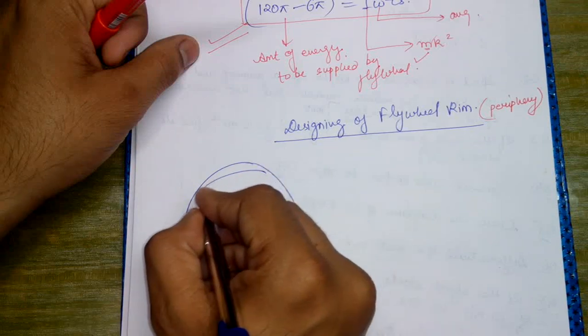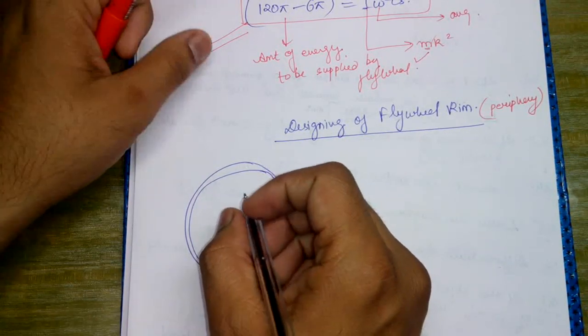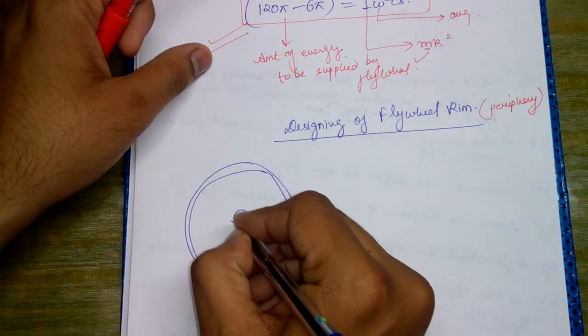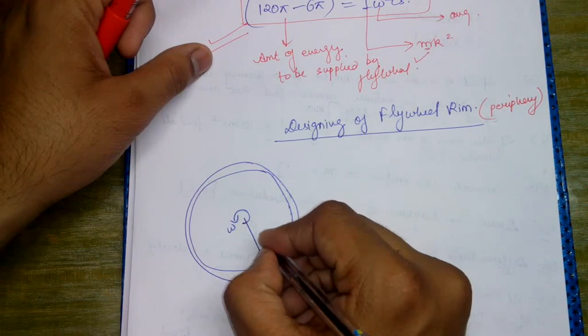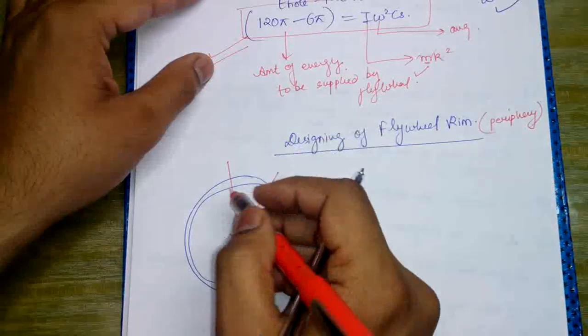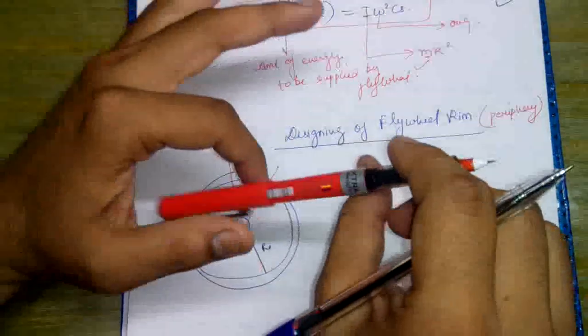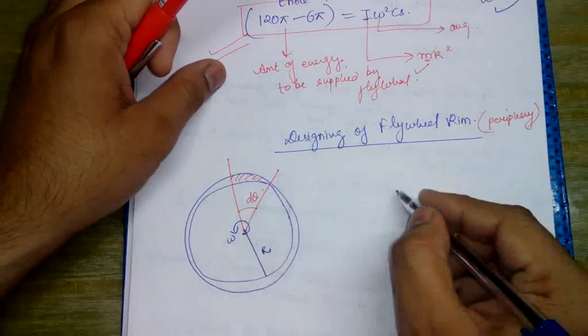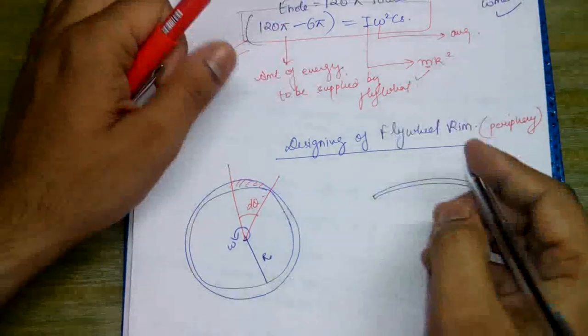तो चलिए, ये हो गया हमारा ring where most of the mass is concentrated on the periphery, and this is actually rotating at an angular velocity omega such that it has a radius equal to r, and we will consider a differential element of this ring such that this angle is d theta. Okay, now we will draw the free body diagram of this elemental portion.